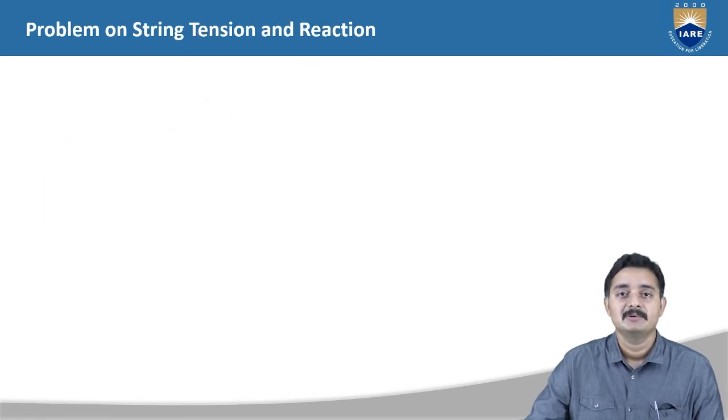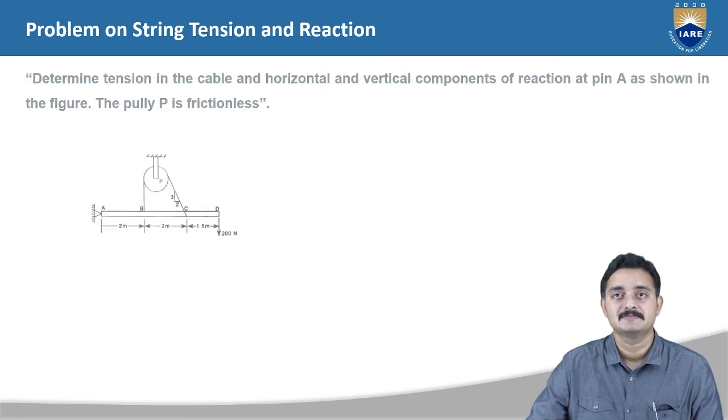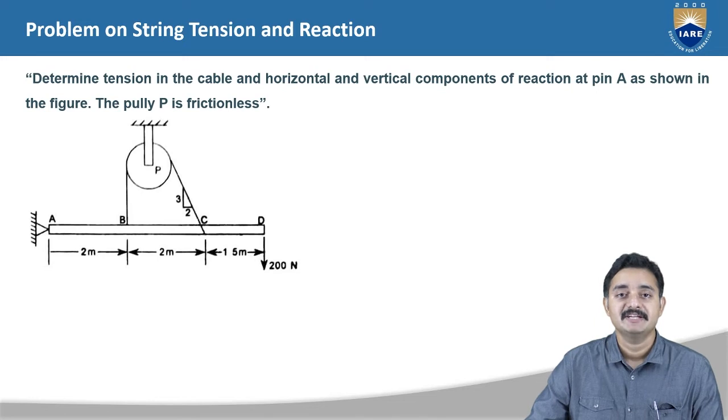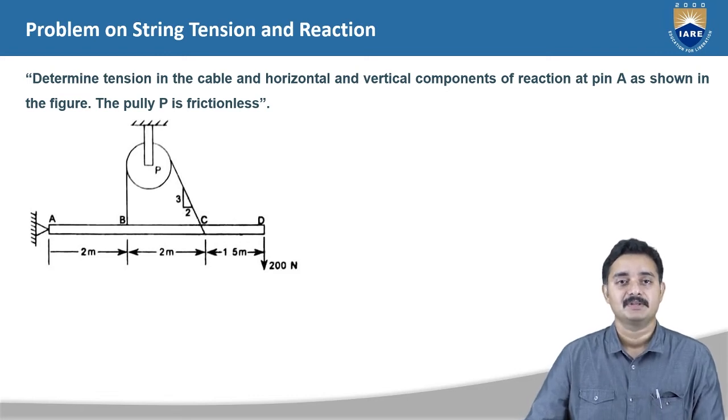Let us now solve a problem involving string tension and a hinged support reaction. The problem given is: determine the tension in the cable and the horizontal and vertical components of reaction at pin A as shown in the figure. The pulley P is frictionless. Here, the bar is supported by a string from the pulley at B and C and a hinged support using a pin at point A. Also, there is a force of 200 newtons at the end of the bar acting vertically downwards at point D.